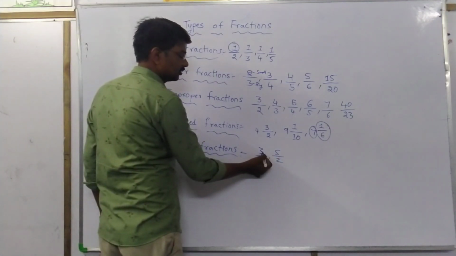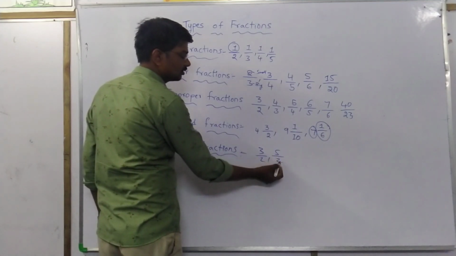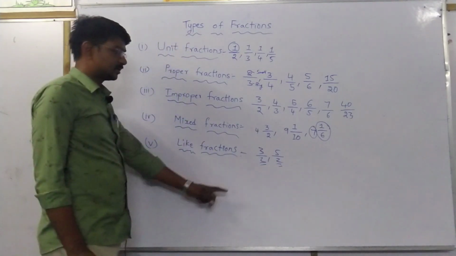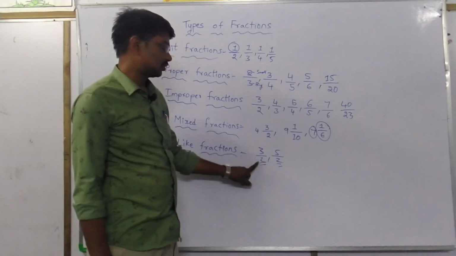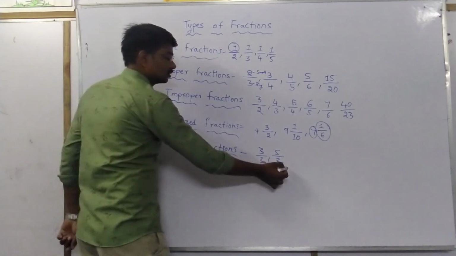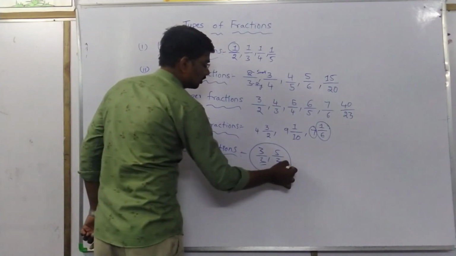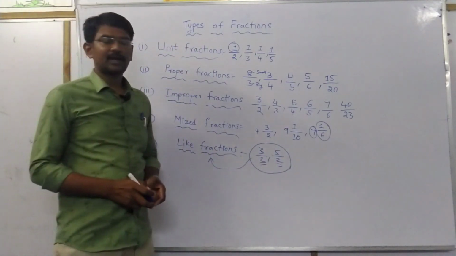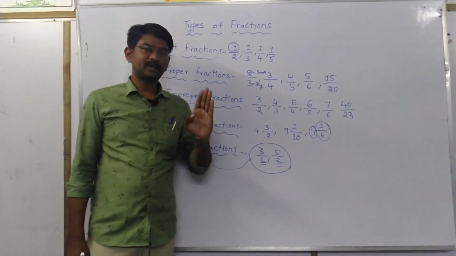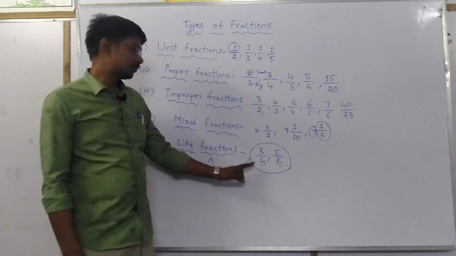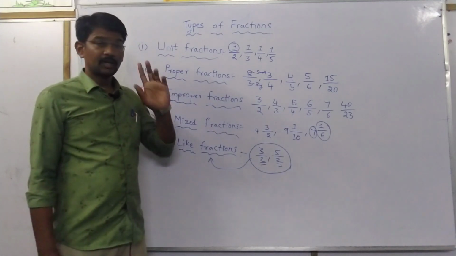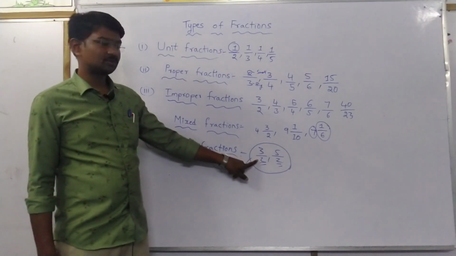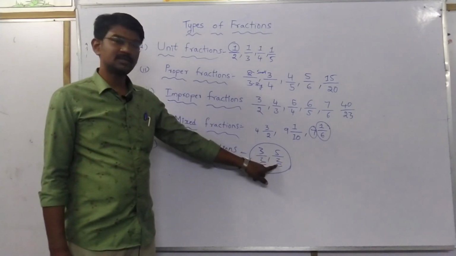Numerator 3, denominator 2, numerator 5, denominator 2. So how is the denominator here? Same denominators. Yes, here also 2, here also 2. Now these two fractions are called like fractions. If the fractions are with the same denominator, those fractions are called like fractions. Yes, in this fraction its denominator is 2, in this fraction its denominator is 2.